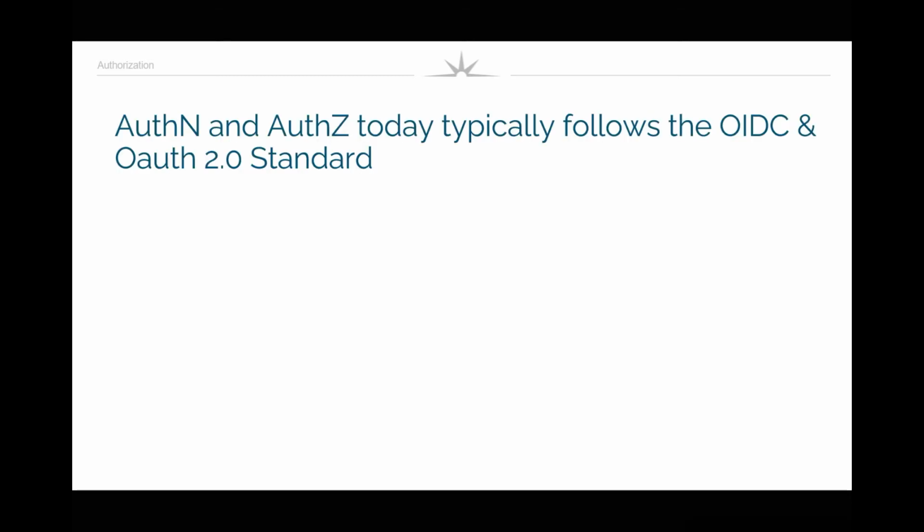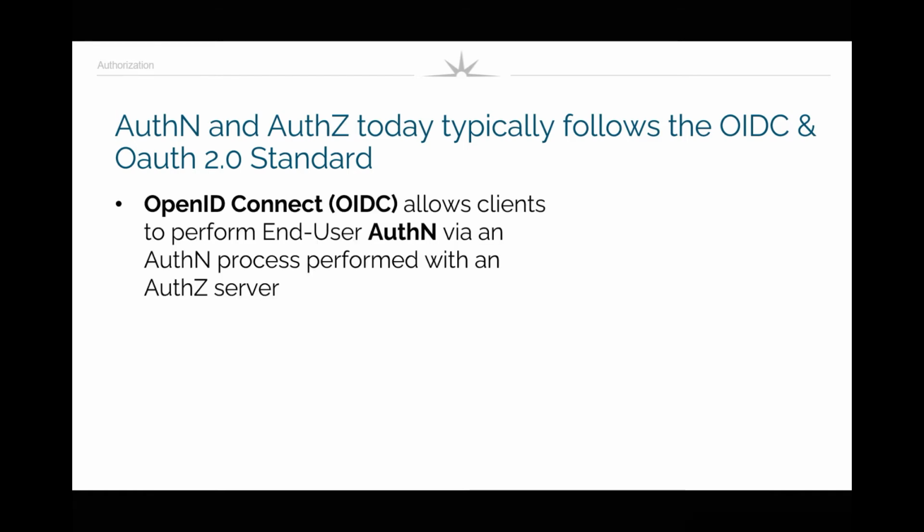So authentication and authorization follow industry-wide standards. There's two. One is the OpenID Connect standard, or OIDC, for authentication, and the OAuth 2.0 standard for authorization. OpenID Connect basically allows clients to perform end-user authentication using the authN process that is performed with an authorization server.